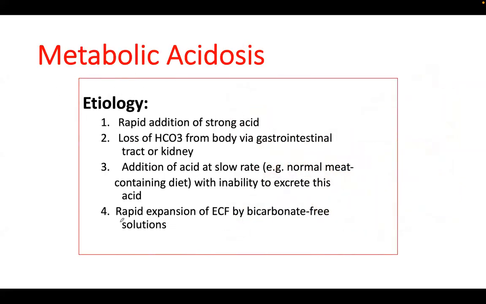Now for metabolic acidosis, these are the etiologies. Number one, rapid addition of a strong acid. A loss of bicarbonate, such as when there are gastrointestinal losses or renal losses. Normal meat-containing diets, and rapid expansion of the ECF by utilizing bicarbonate-free solutions. So please refer to your study guides.